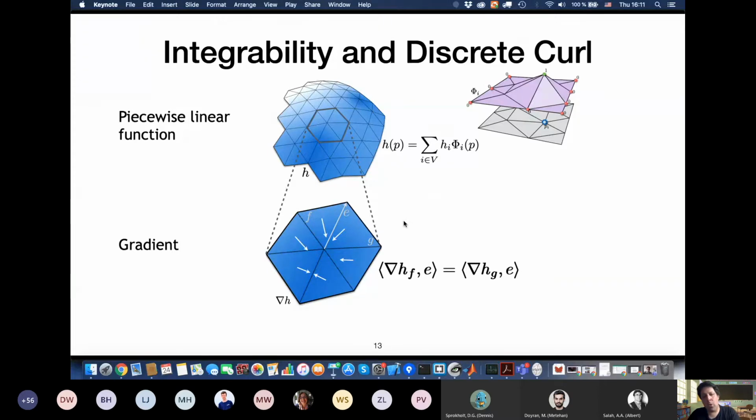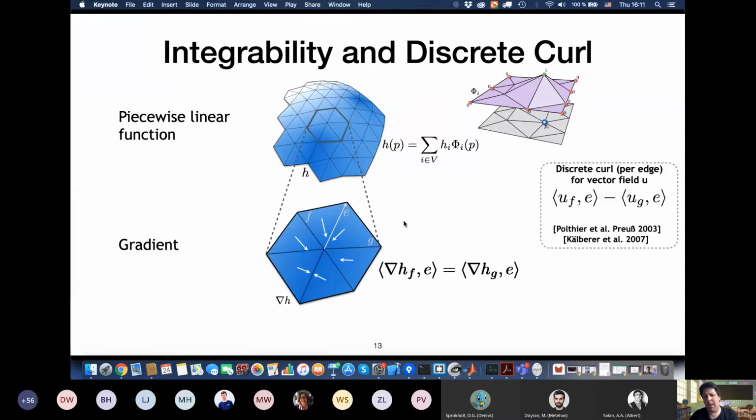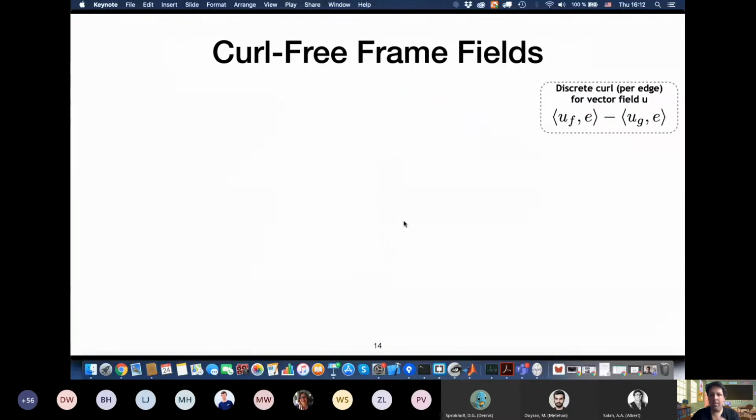In this case, we also have that the dot product between both sides of the edge is the same, and this is what we call discrete curl. So this kind of thing is structure preserving.